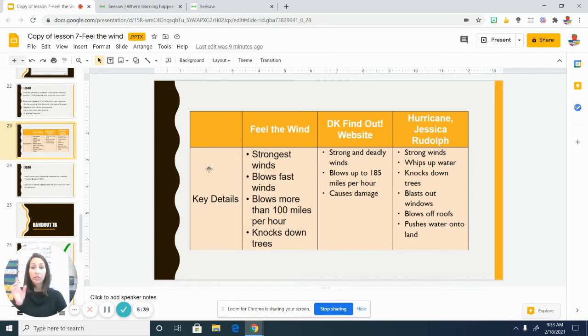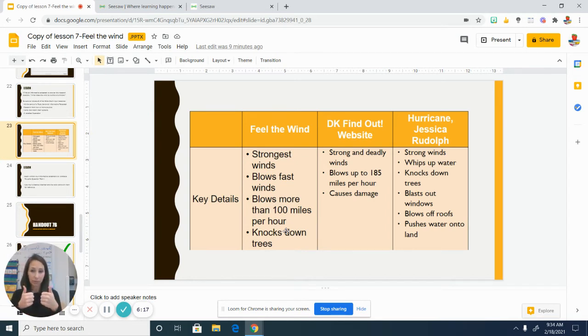Okay, so we know we're answering the question, what does the wind do during a hurricane? And then using your pen tool, you would want to pick at least two different facts from at least two different sources. So maybe you pick one fact from Feel the Wind, and maybe you pick another fact from the hurricane book. Maybe you pick one fact from the website, and then you pick another fact from the hurricane book. Maybe you pick one from the website and you pick one from Feel the Wind. Maybe if you would like, you could choose one fact from each source, but we want to use at least two facts from at least two different sources.